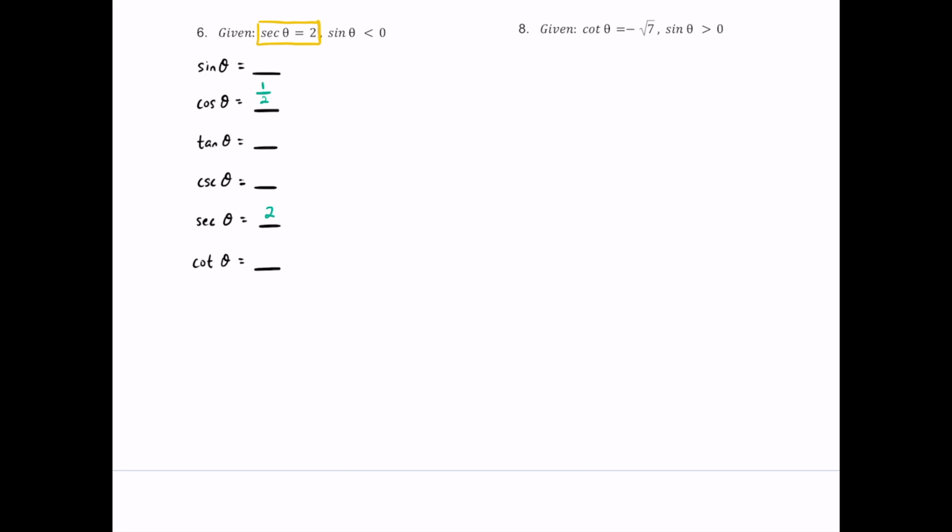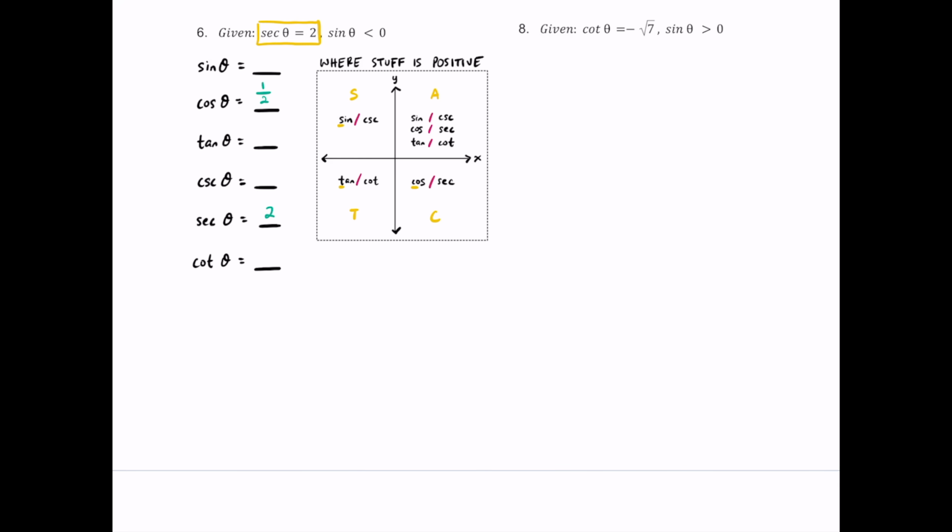And then to move forward here, let's go ahead and see if we can narrow down and figure out what quadrant we're dealing with. So if secant of theta is equal to 2, which is positive, and cosine is positive as well, that means this could be in quadrant 1 and it could be in quadrant 4, because those are the two locations where cosine is positive. And based on that, we can narrow down and say we know that theta is not in quadrant 2 and not in quadrant 3. Okay.